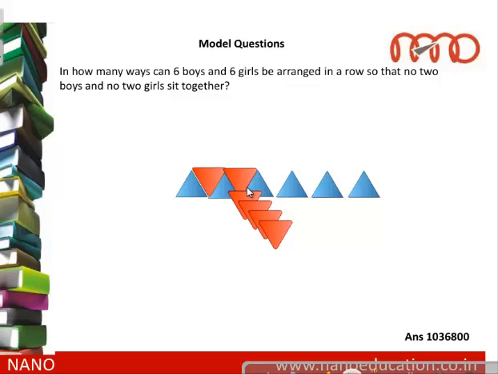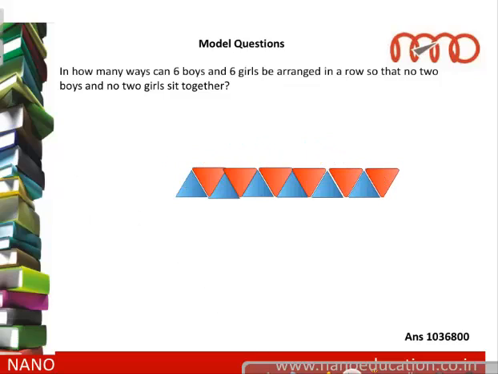Now they should come alternate. No 2 girls are together and no 2 boys are together. Now for this, there are 2 positions. Either the series can start with a boy or it can start with a girl. So there are 2 ways in which we can arrange them: an alternate series of boy and girl starting with a boy, or starting with a girl. So we can decide this in 2 ways.